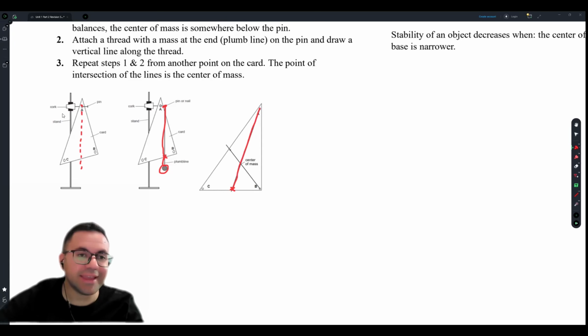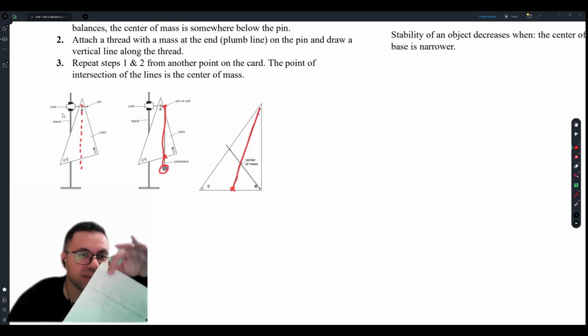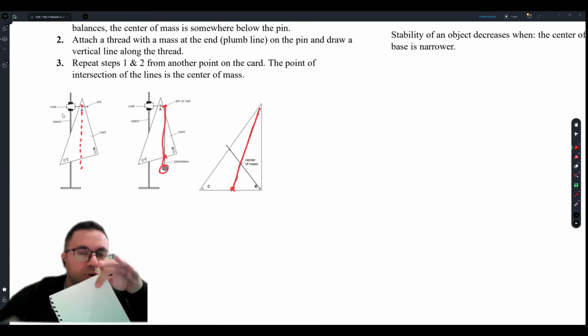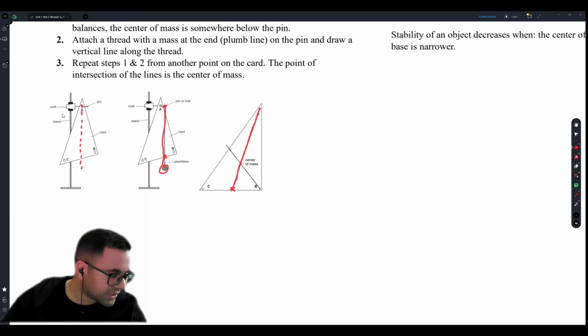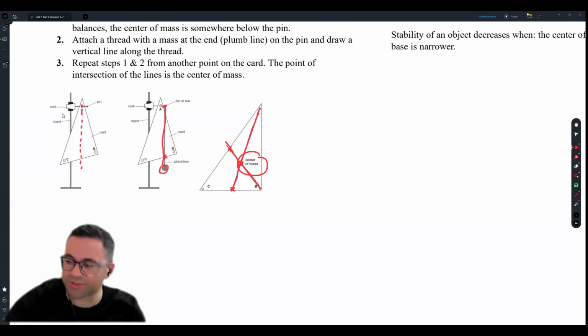And then I hang that same sheet of paper again, but from a different corner. So you can hang it from B or you can hang it from C. And then you do the same thing. You hang it, you let it rest, put the plumb line on, and draw the line. If the lines intersect, that point is the center of mass or the center of gravity.